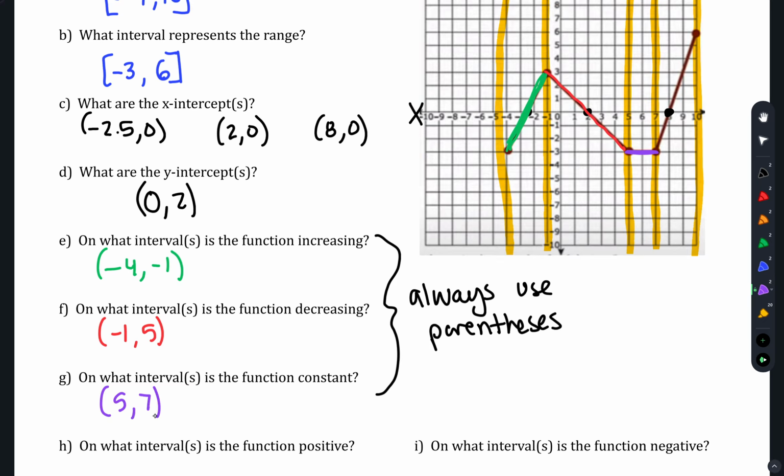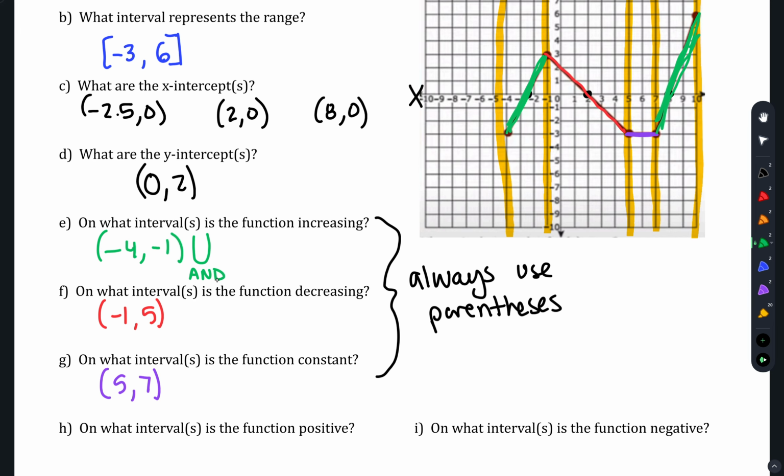So here's a little notation thing. If I have more than one interval in an answer, so like in letter E, because there's 2 increasing intervals, I'm going to put this big capital U in the middle. U stands for union. It's kind of like the math term for the word and. So I have the interval from 7 to 10.